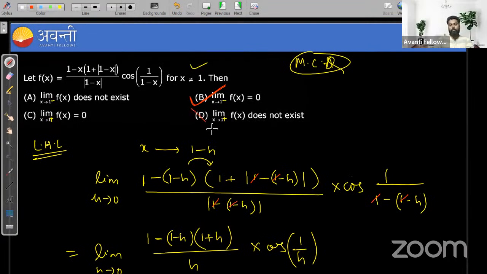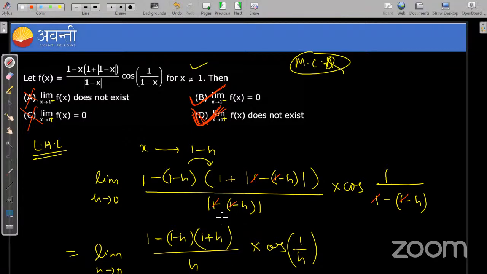The answer will be: right hand limit does not exist. This will be correct. Right hand limit does not exist, and the left hand limit exists and is 0. This is wrong, and this is wrong. So B and D are the correct options. Is that clear? Clear, beta? Som, Tarun, Amrita. Clear? Yes, everyone? Yes, sir.